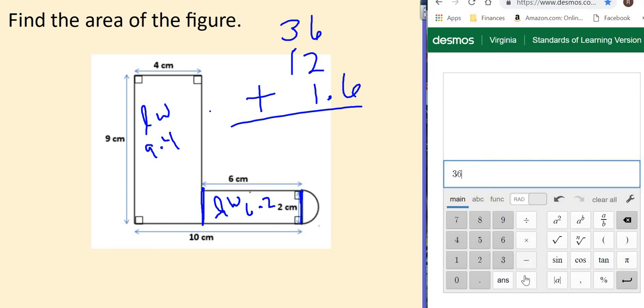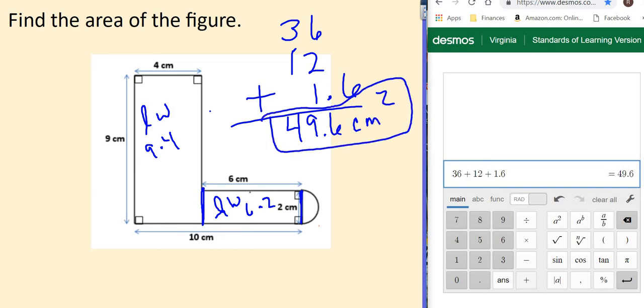So we've got 36 plus 12, plus 1.6. So that means it is 49.6 centimeters squared. And that is the area of the entire composite figure. 2 rectangles and a semicircle.